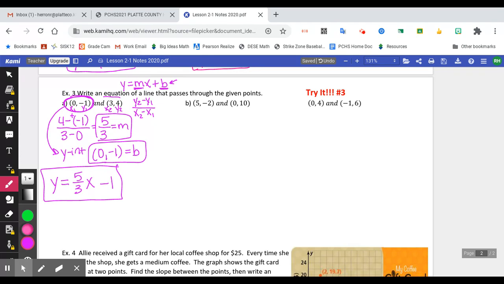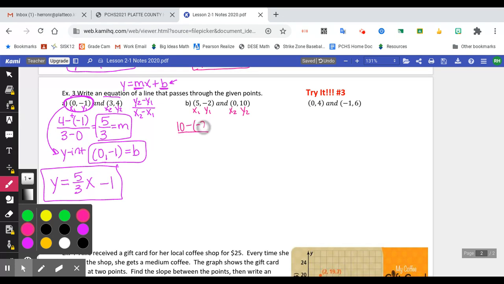So same thing. x1, y1, x2, y2. Okay, we have to find the slope. So top line would be 10 minus negative 2. Bottom line is 0 minus 5. This becomes plus, so I've got 12 over negative 5. Again, can't simplify, so that's going to stay for my slope.